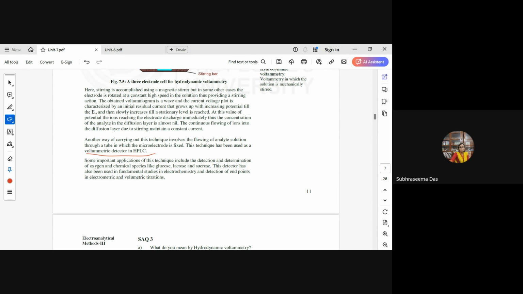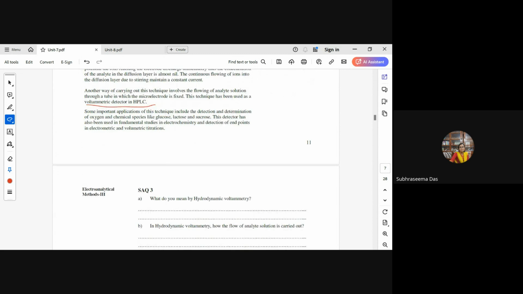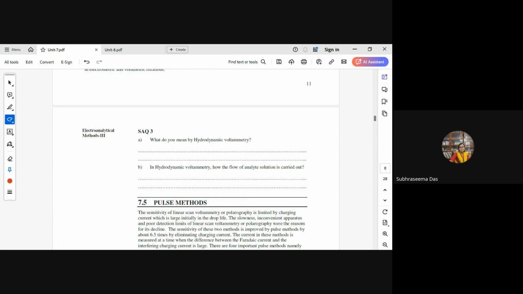Either the solution is stirred, or in the other way, the analyte solution is passed through a tube in which the microelectrode is fixed and the solution outside is stirred. This is particularly what happens in a voltammetric detector, particularly in HPLC. Some important applications have been the detection and determination of oxygen and chemical species like glucose and other carbohydrates. This detector has also been used in electrochemistry and determination of other endpoints in volumetric titrations.